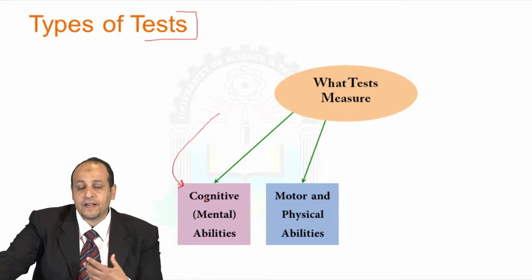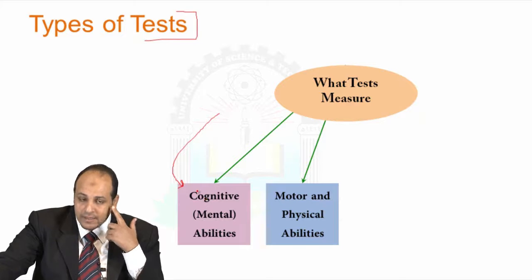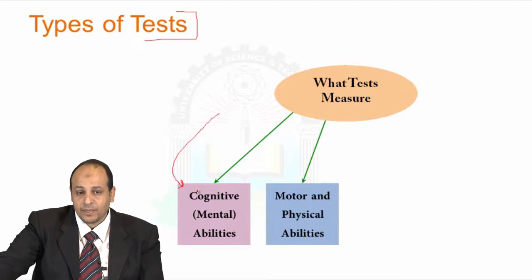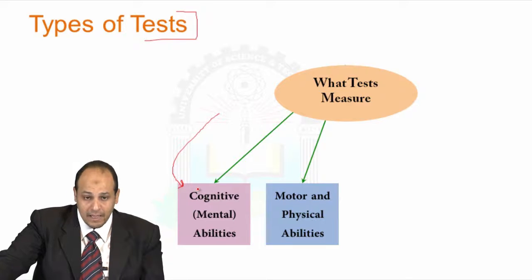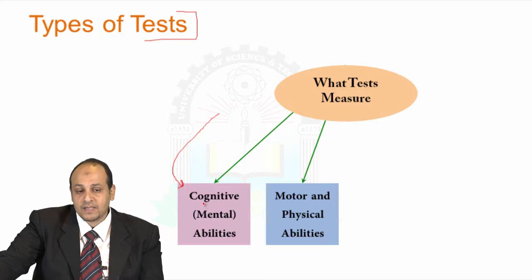So cognitive here is more about the intellectuality of the candidates, the kind of knowledge he or she might have, and of course the way they can handle and process information, especially in top management positions. While other kinds of jobs might require motor and physical abilities.